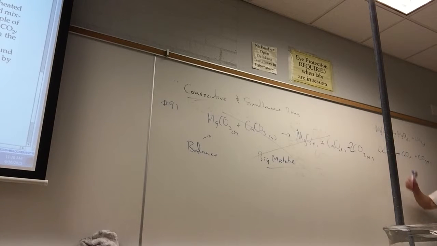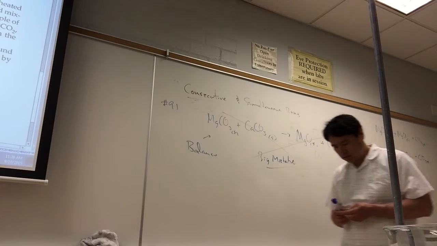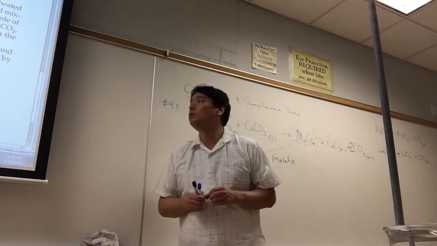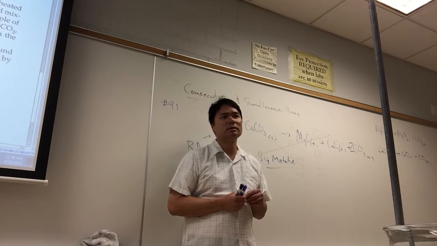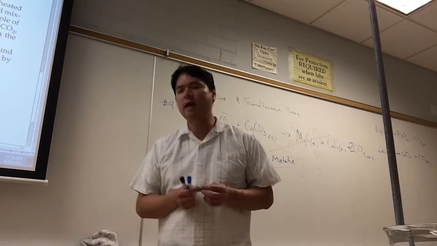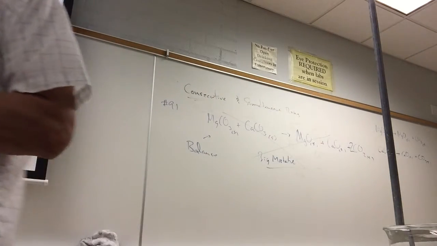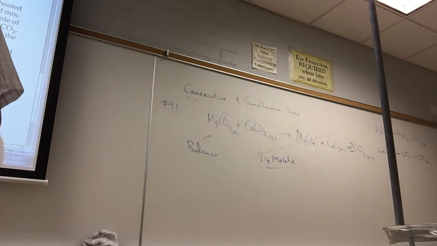And which one produces more CO2 per gram? Magnesium carbonate or calcium carbonate? Which one do you expect to produce more CO2 per gram? This is a typical standardized test problem. They always ask, which one produces more hydrogen per gram? Which one produces more CO2 per gram? I'll give you a list of compounds. And so which one of those two will produce more CO2 per gram? The magnesium carbonate or the calcium carbonate?